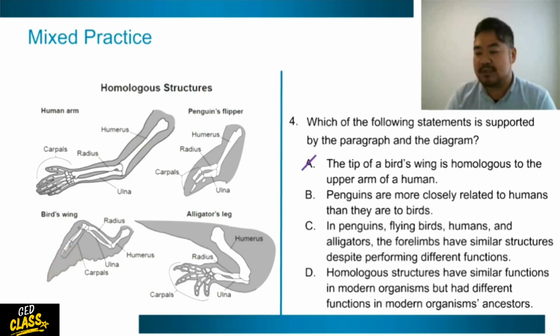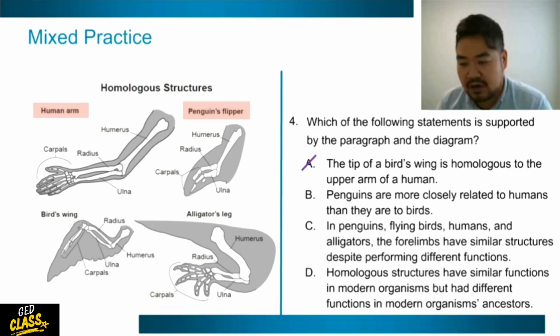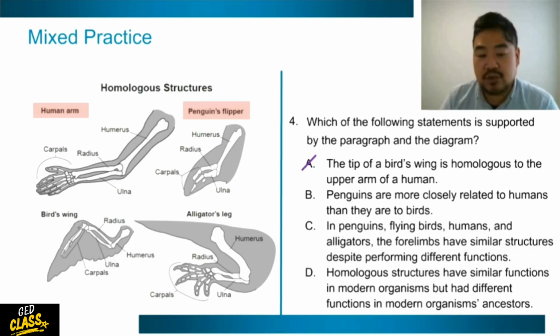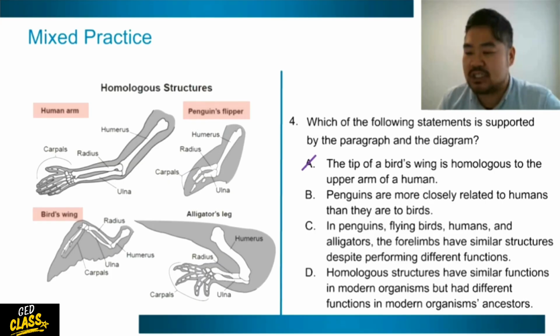Now, choice B says penguins are more closely related to humans than they are to birds. Now, be careful. You may be tempted to say, oh, the penguin's flipper and the human arm look very similar. Certainly more similar than a bird's wing. However, notice what choice B is saying. Choice B says that penguins are more closely related to humans than they are to birds. We don't know that from the paragraph and the diagram, so therefore we can eliminate answer choice B.